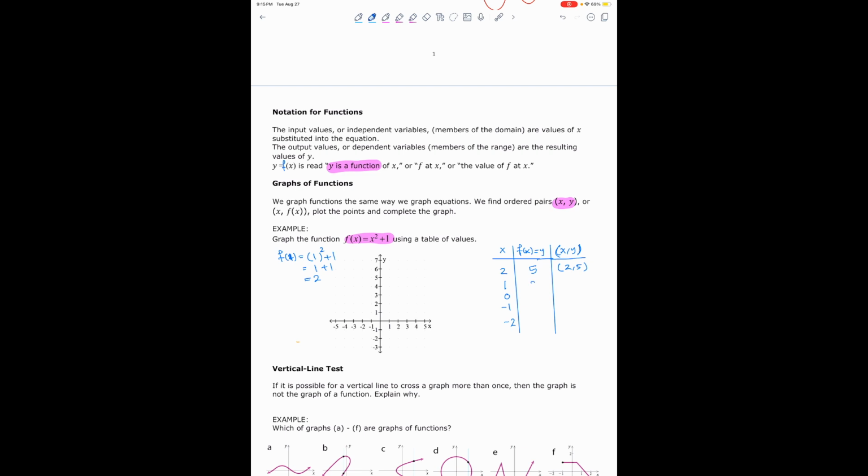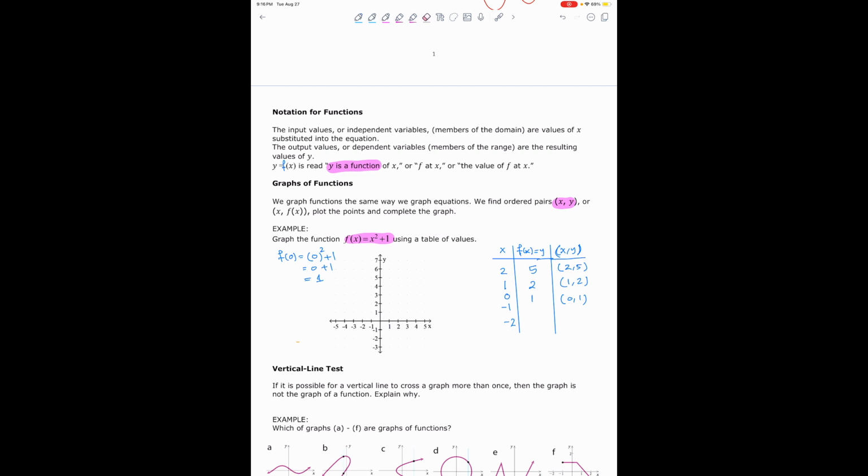So the answer is 2. The next ordered pair is 1 and 2. And now you remove the 1 and you replace it with the next value, which in my case is 0. So 0 squared is 0, 0 plus 1 is 1. So when x is 0, y is equal to 1. So the next ordered pair is 0 and 1.